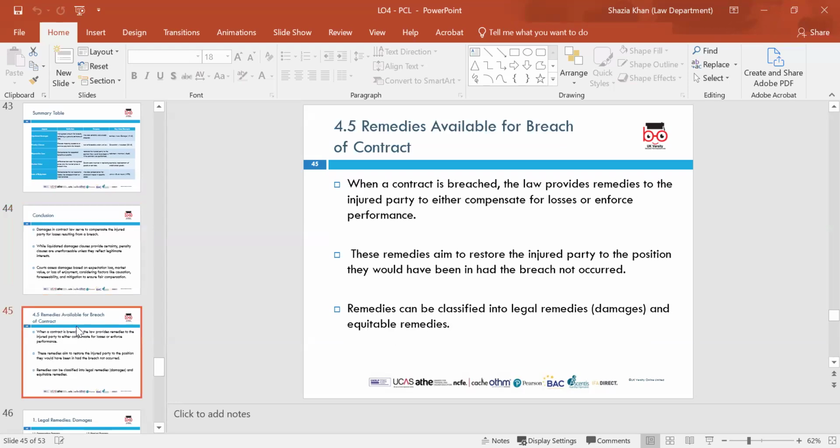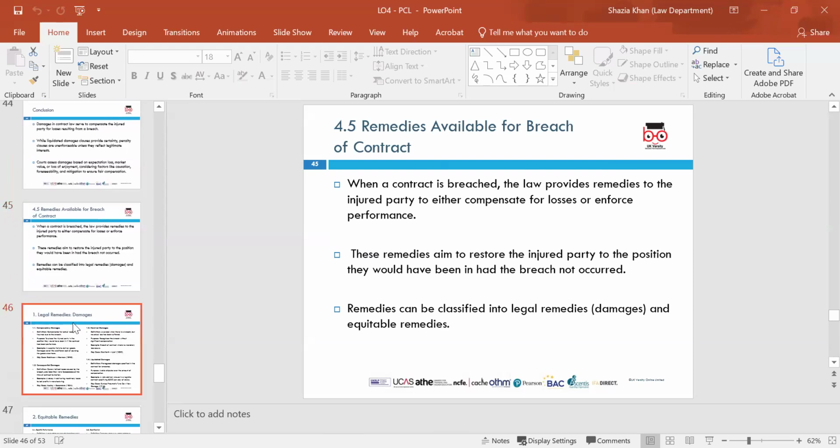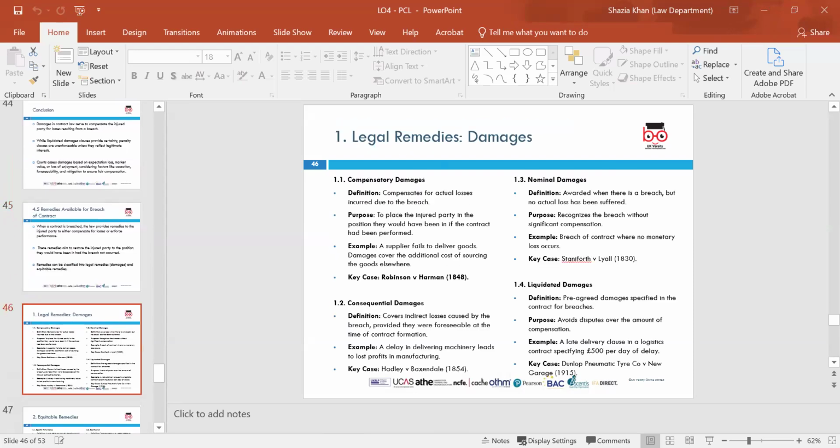Remedies available for breach of contract. So when a contract is breached, there are remedies available to the party, as if the breach had not occurred. And remedies, so you've got legal remedies. The first one is compensatory damages, and these are intended to compensate the injured party for loss or injury. These damages are called actual damages.